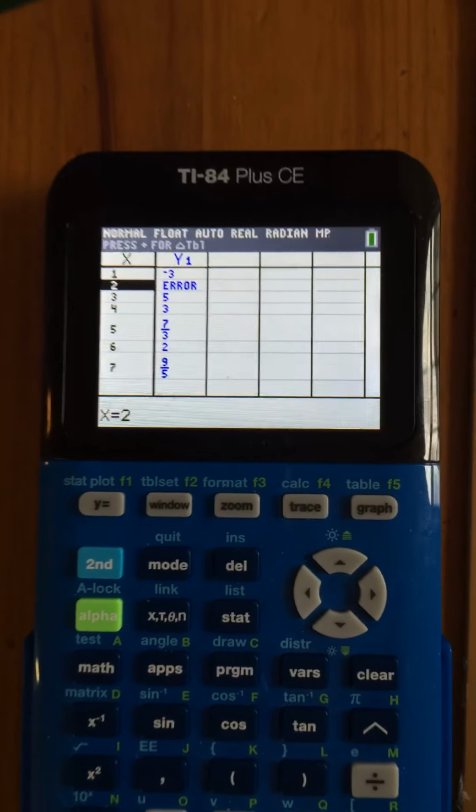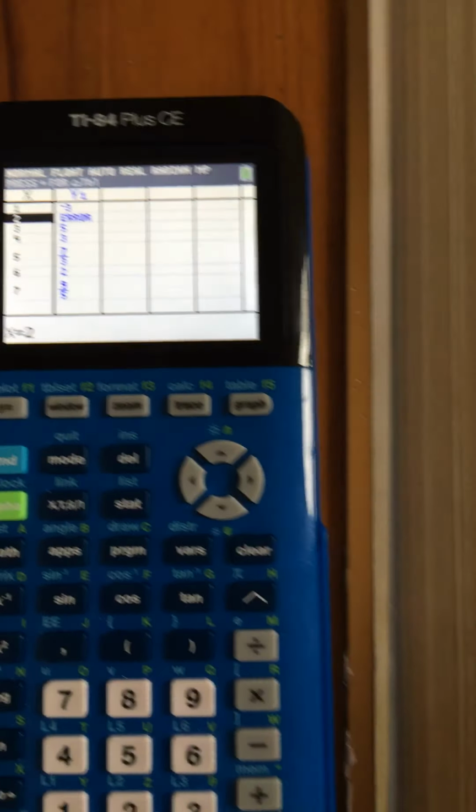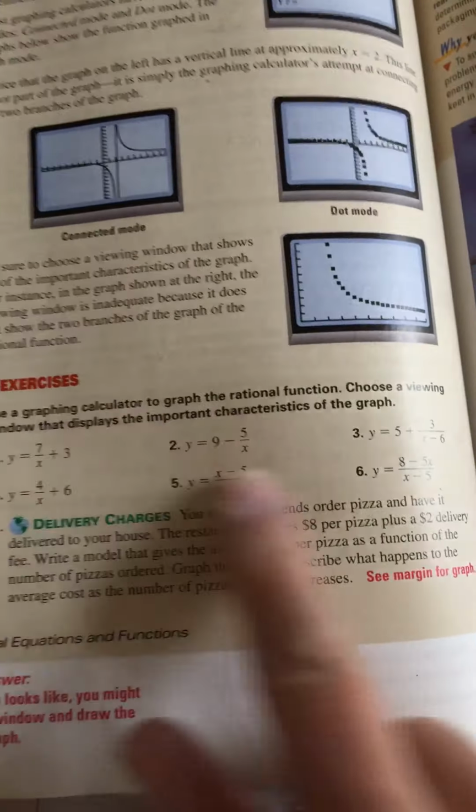Now, so anyway, that's what you'll be doing. So you're going to be graphing these. Just type them in exactly, and it's a lot of fun.